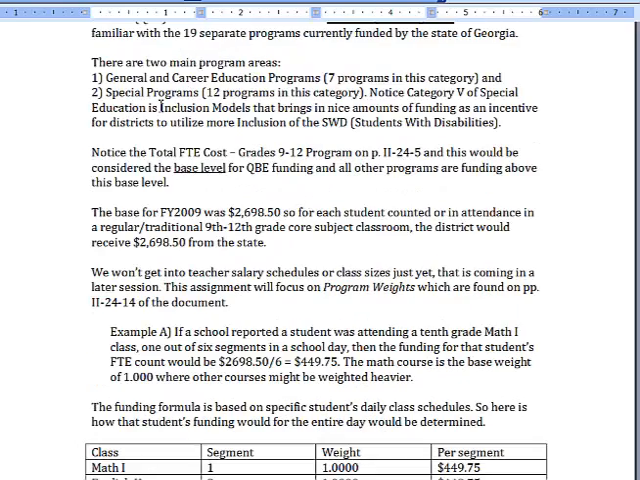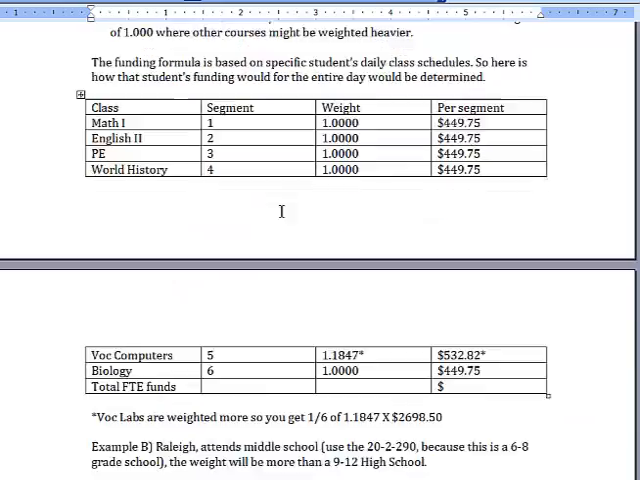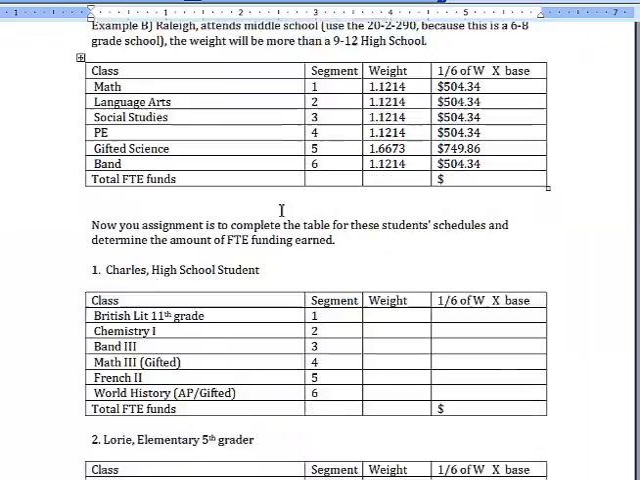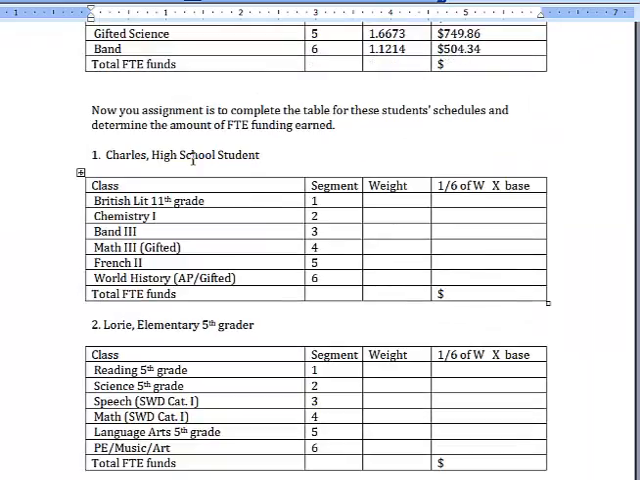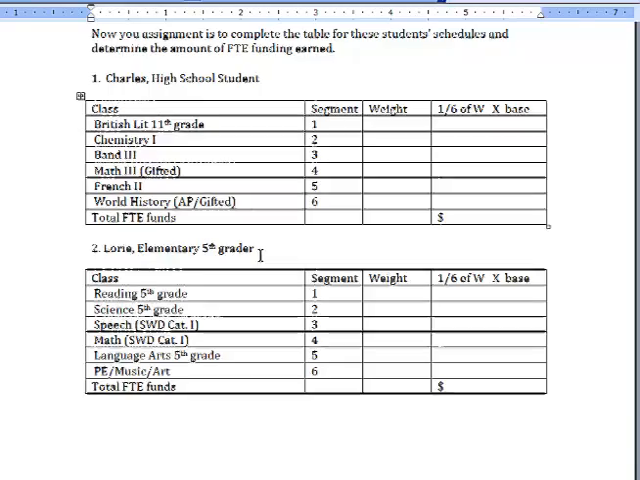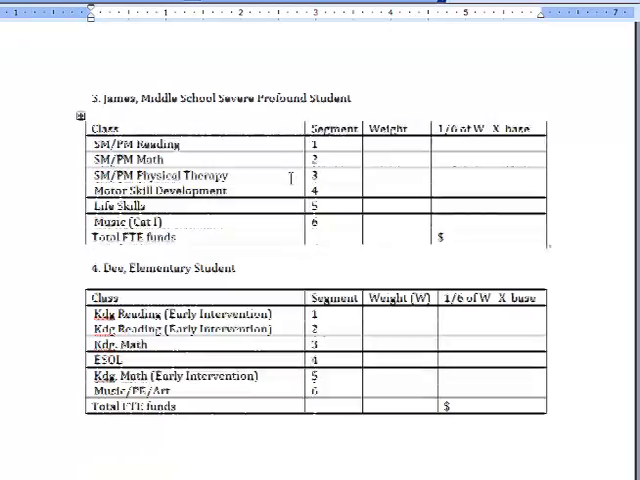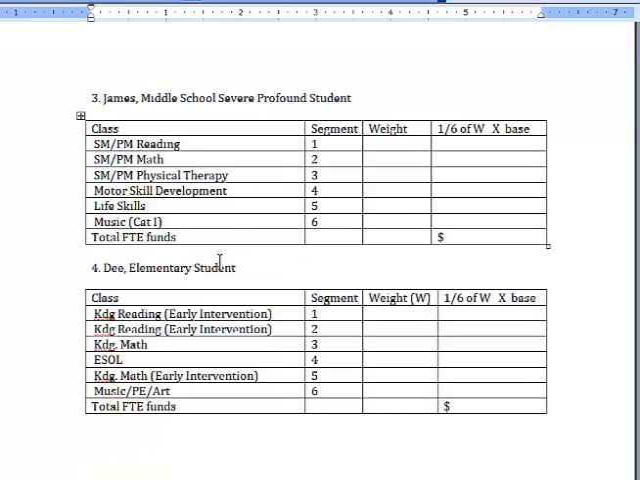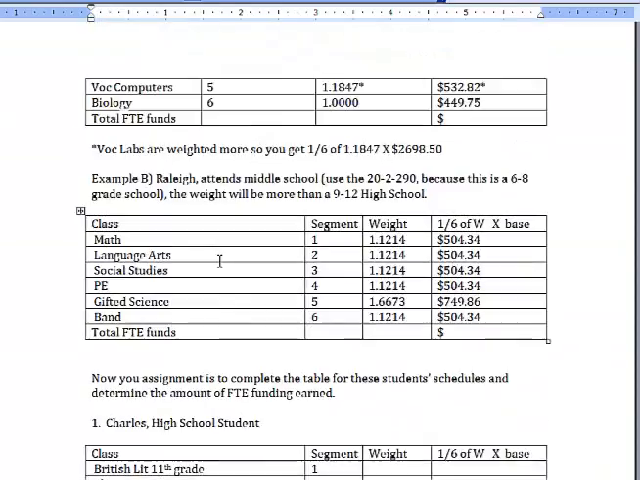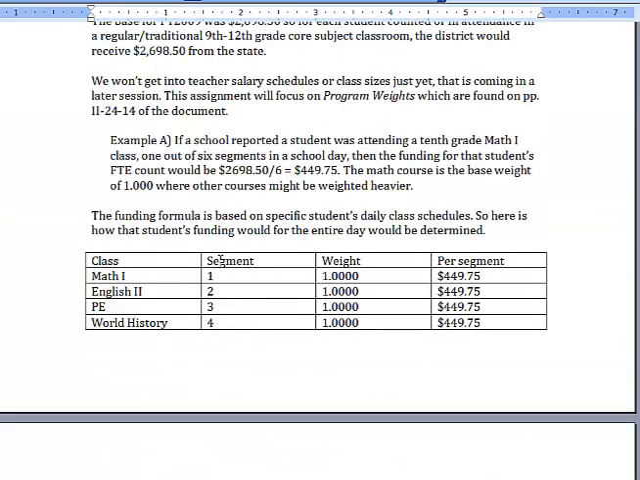What you're going to do is read the information here about FTE cost based on the various programs. I've got lots of handouts to give you, and you're going to need to do this for each of the students that I give you. At the bottom of this chart you'll see a table for a high school student, an elementary 5th grader, a middle school severe profound student, and an elementary student. So what I'd like for you to do is start off by looking at the example.